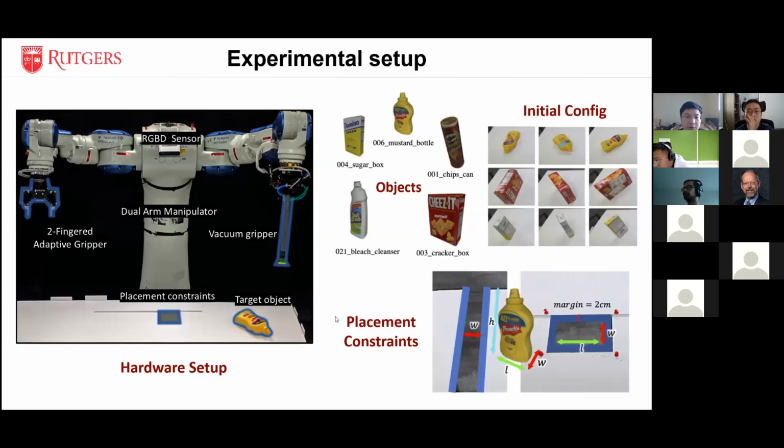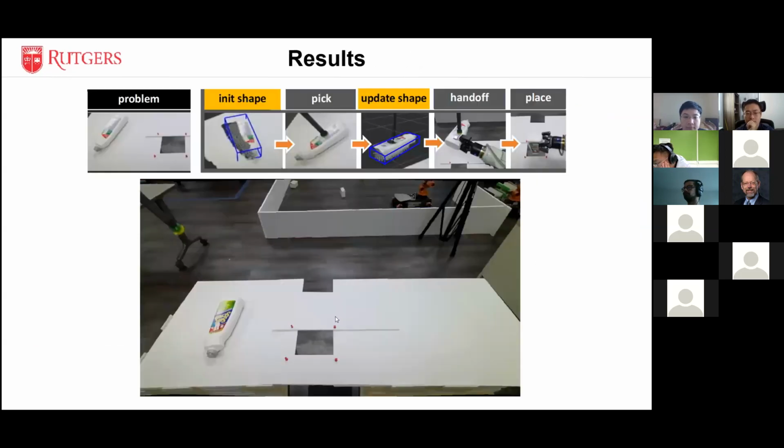Here is our experimental setup. In this case, we are using a robot with two manipulators. For different kinds of objects, they are initially placed on the top. And the goal is to place the objects in the constrained space. Here are some results.